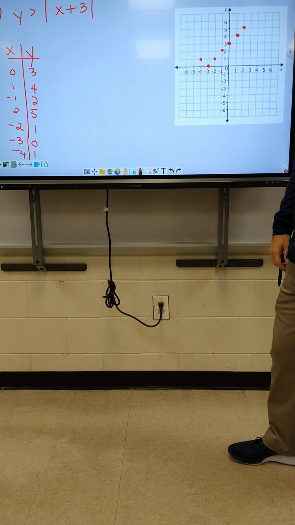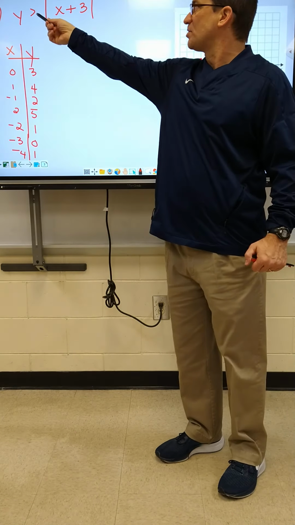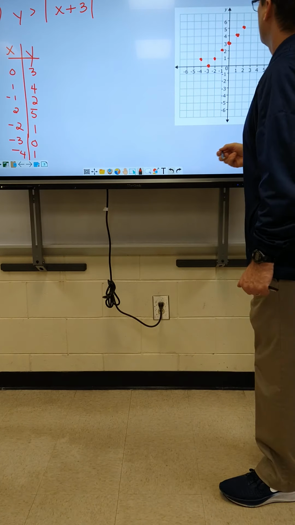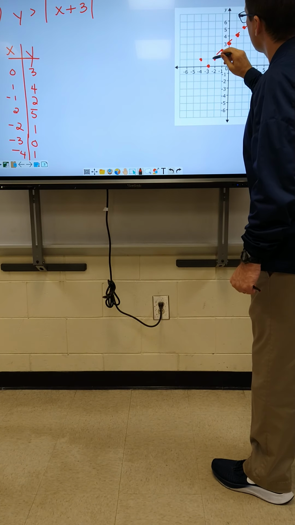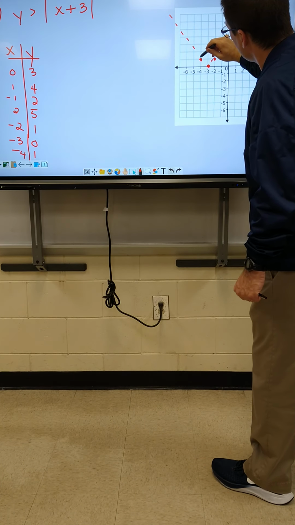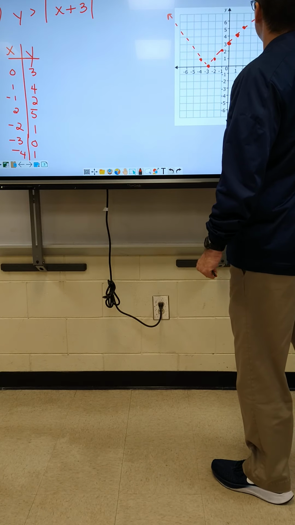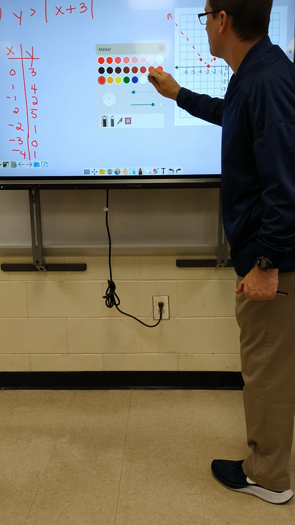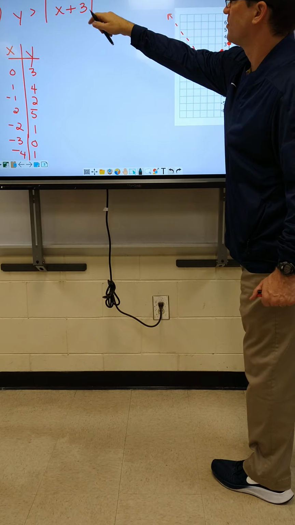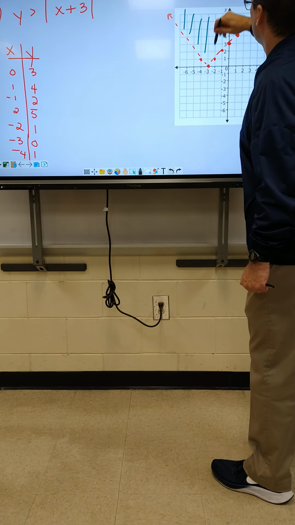Oh, I messed up for one part. Sorry. It's all right. So is this going to be dotted or solid? Dotted line. All right, do I shade above it or below it? It says greater than, so we shade above it.